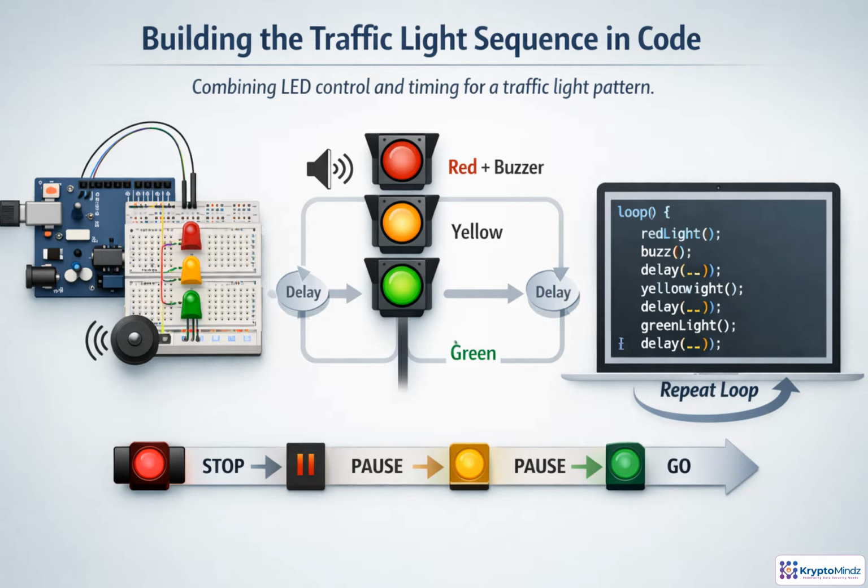Now the pieces become one repeating behavior. Each traffic state turns on one LED, waits, then turns it off before the next state begins. Green stays on the longest because cars are allowed to go. Yellow uses a shorter delay to warn that the state is changing. Red turns on for stop, and the buzzer briefly turns on with it to create an alert. Because this code runs inside loop, the Arduino automatically starts over after red turns off, producing a continuous traffic light cycle.